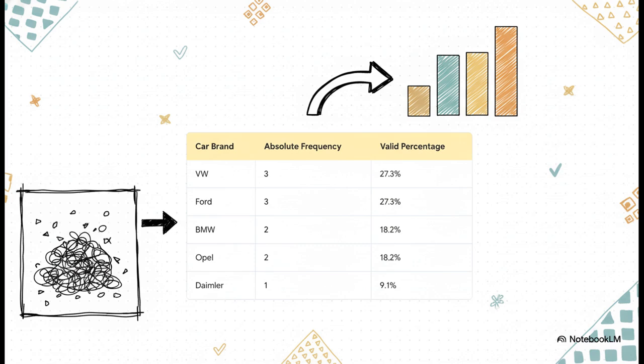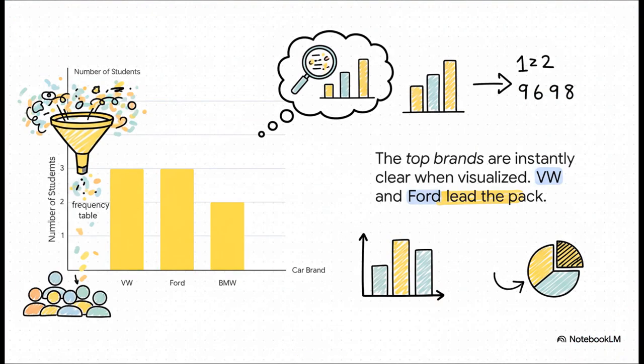We can make this even easier. And this is what happens when we visualize it. A simple bar chart. Instantly, your eyes just go to the tallest bars. You don't need to read a single number to know that VW and Ford are the most popular. And that is the ultimate goal, communicating the story in your data with immediate visual impact.